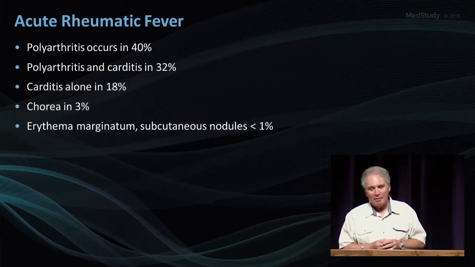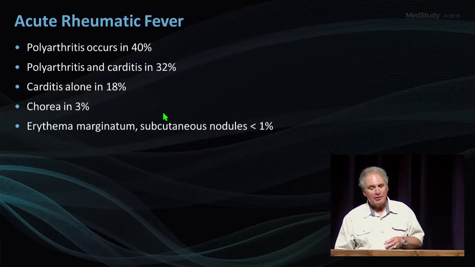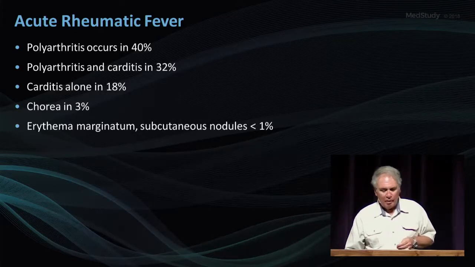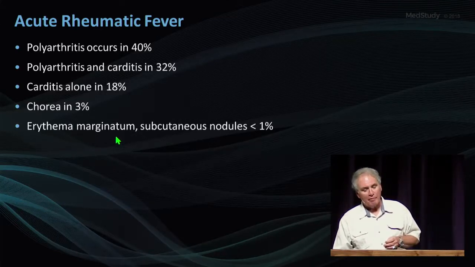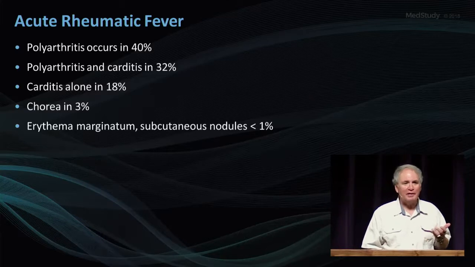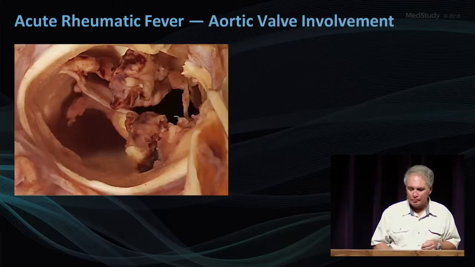This is from a paper outlining the various presentations of rheumatic fever. I will say that 80% of the cases I've seen have been arthritis and carditis, contrary to what this paper reported. But what I do agree with is that erythema marginatum and subcutaneous nodules are very uncommon now. They used to be common in the 1940s, and now almost never.